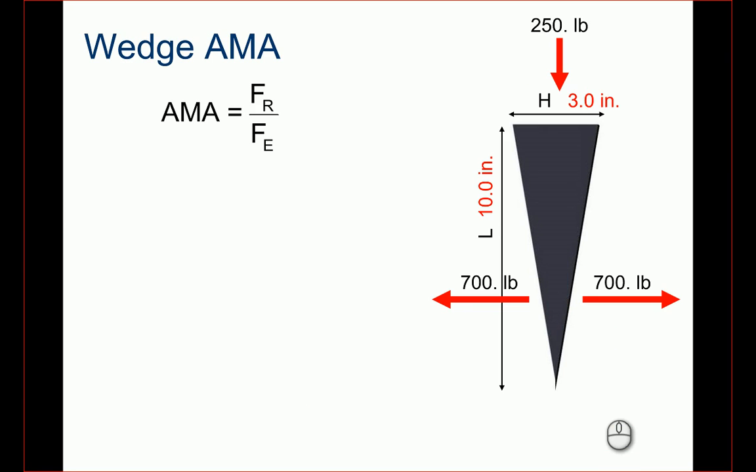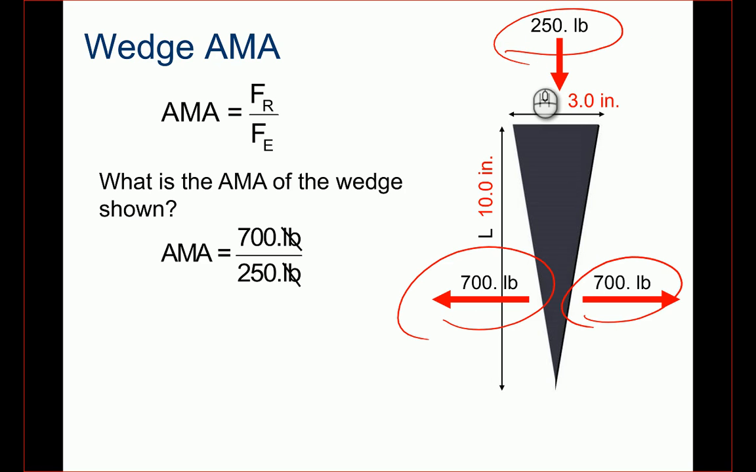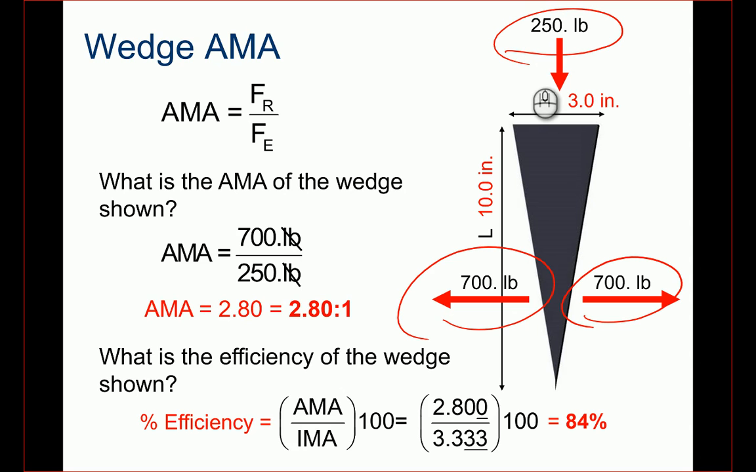My wedge AMA is the same as everything else. AMA is FR over FE. In this case, since I know my force is going to be 700 pounds to split the wood, and I'm hitting it with 250 pounds, that's my effort force, and the force of the wood for splitting it is 700. I get 700 over 250, 2.8 mechanical advantage. The efficiency, same as before, 2.8 over, what did we say it was before? 3.33, which is 84%. Okay?